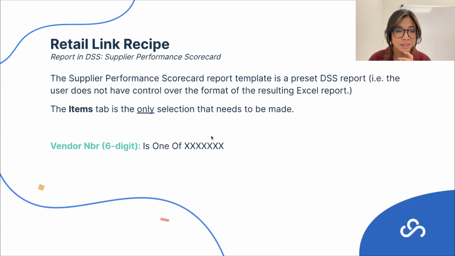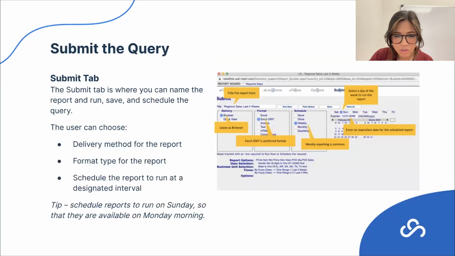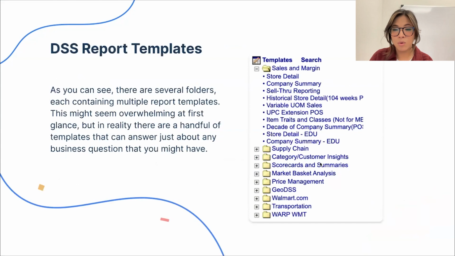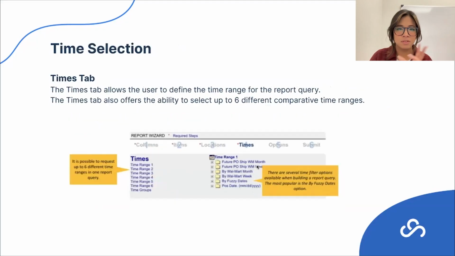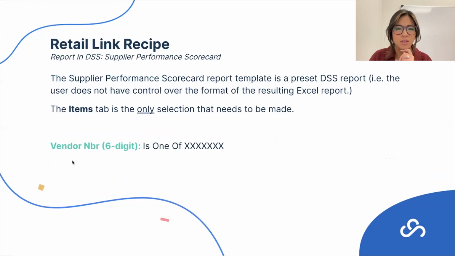So how you get that is basically, it's going to be one of the templates there. I'm going to back up really quickly just so I can show you guys where that is. It's going to be in scorecards and summaries. If you just expand that folder, you should be able to see, I think, supplier performance scorecard. And then from there, essentially all you have to do is fill out your 6-digit vendor number.